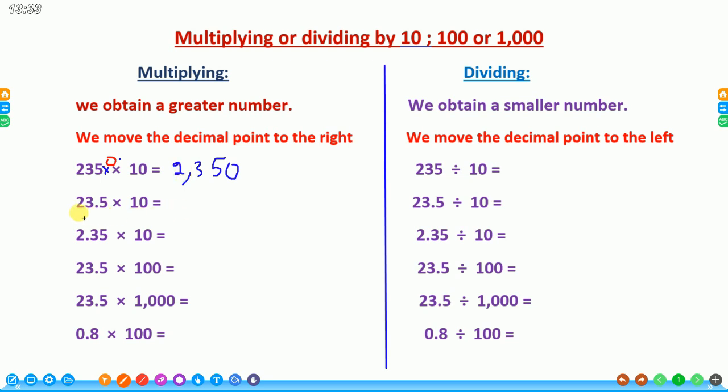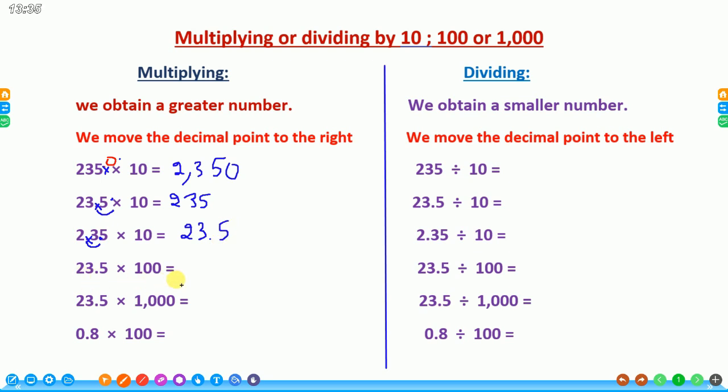So it's useless to write 2350 point something because the decimal part is 0, so we just write the number. 23.5 times 10. So the decimal point, we move it 1 time to the right. It will be after the 5. The answer is 235 point 0, so it's a whole number. 2.35 times 10. Here also the decimal point, we move it 1 time to the right. The decimal point now will be between 3 and 5, and the answer is 23.5.